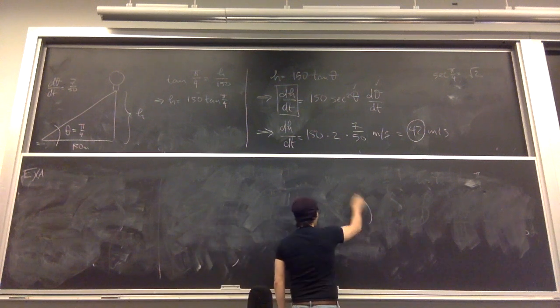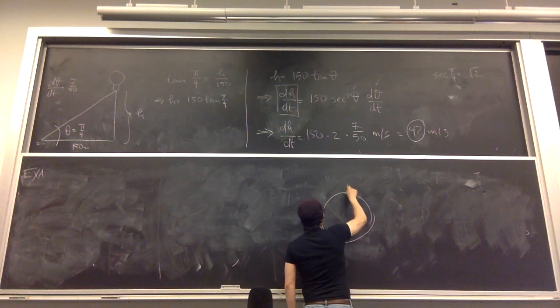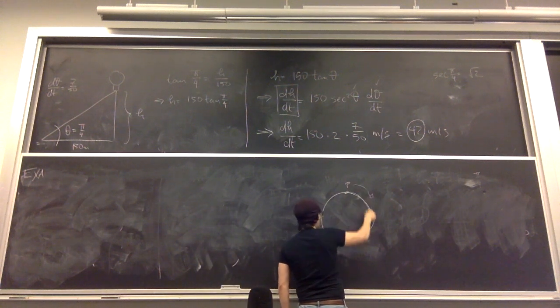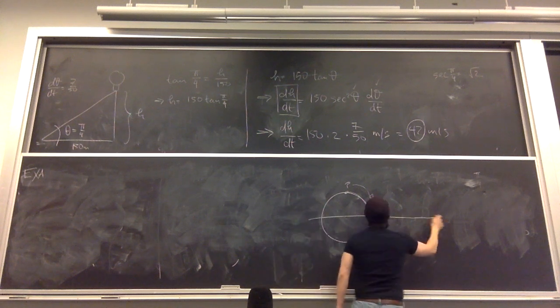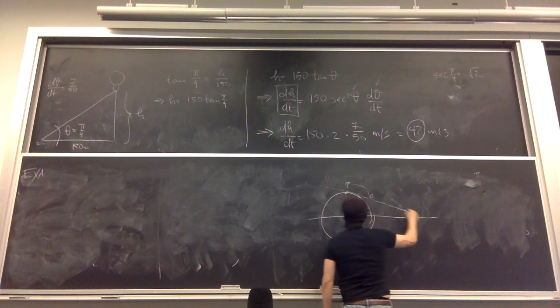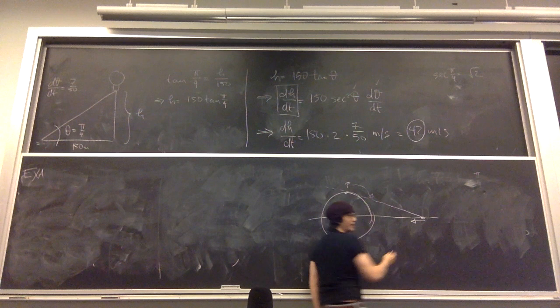I'm going to give you a circle. I'm going to give you a point that's falling down the circle. And we're going to investigate the tangent line hitting the x-axis, and this point moving left as that happens.